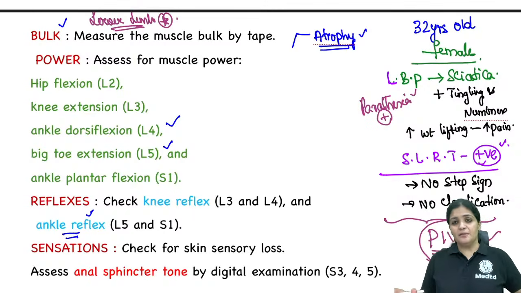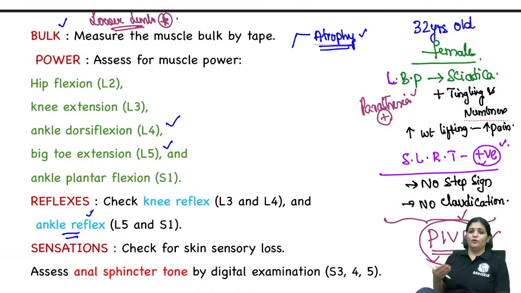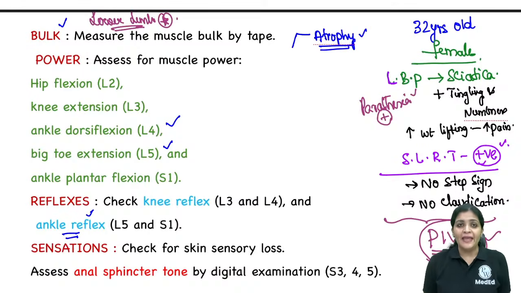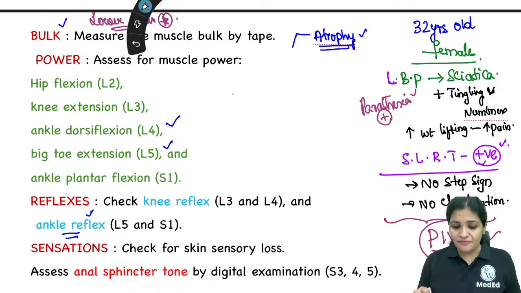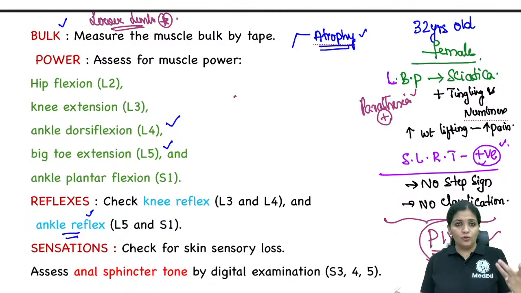First you will ask the patient to do hip flexion. Hip flexion is putting the thigh over, right? You're pulling the thigh towards the abdomen. That is the hip flexion. And then the knee extension. So you will grade the power accordingly. You will test for flexion of hip, extension of the knee, dorsiflexion of the ankle, big toe, that is great toe extension, and ankle plantar flexion. So this is L2, L3, L4, L5 and S1.